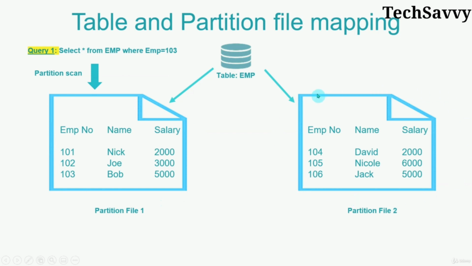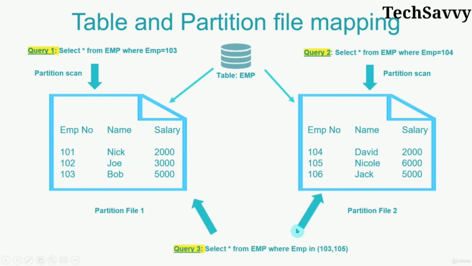That's how the service layer contains that mapping, or the metadata, which helps a query hit only the partition which contains the data. Now let's say we have another query where EMP is equal to 104. It is going to hit only partition 2, right? Now, if we have any query which requires both 103 and 105, which are on both the partition files, in that case, it is going to scan both the partition files.